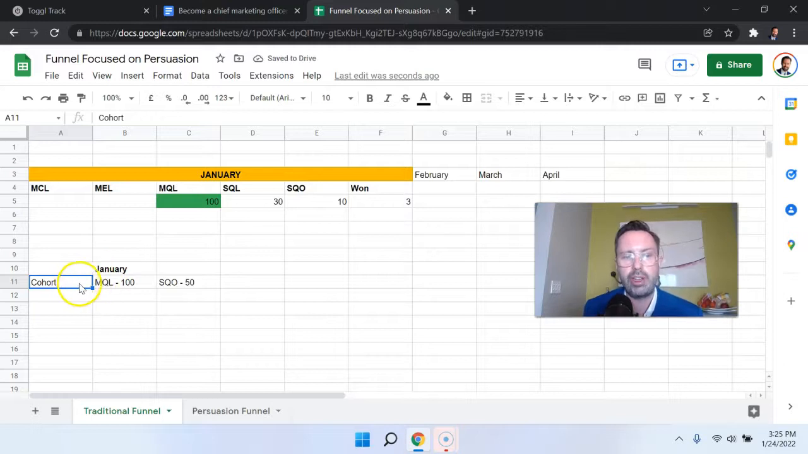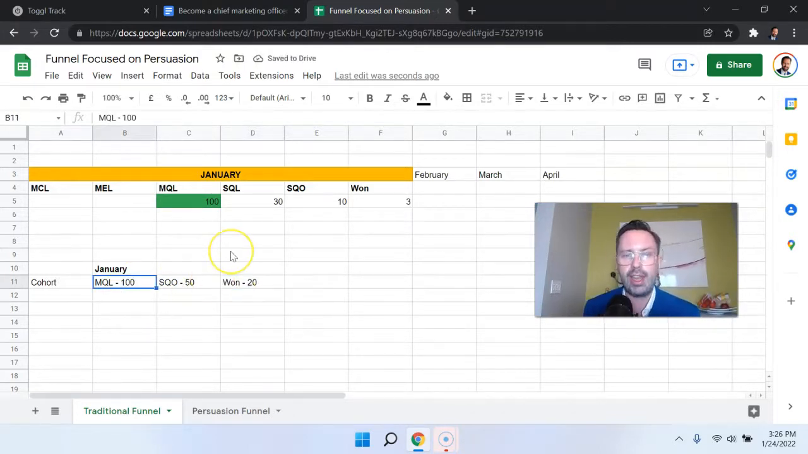So the January cohort was 100 MQLs. That's how we're defining the cohort, is people that became an MQL in January. And of all time, so up until today, whatever today is, maybe it's March or April, we got 50 SQOs and maybe we got 20 closed won customers.